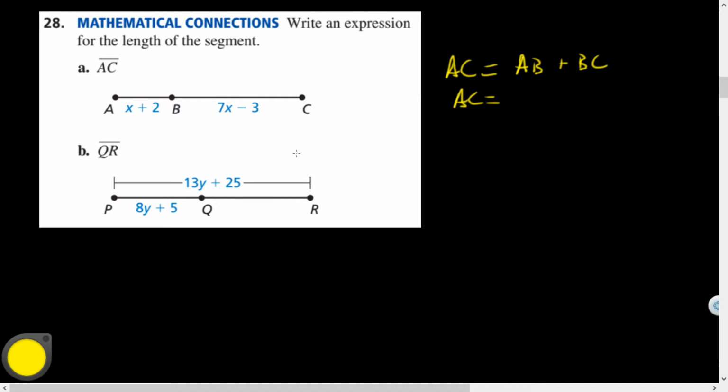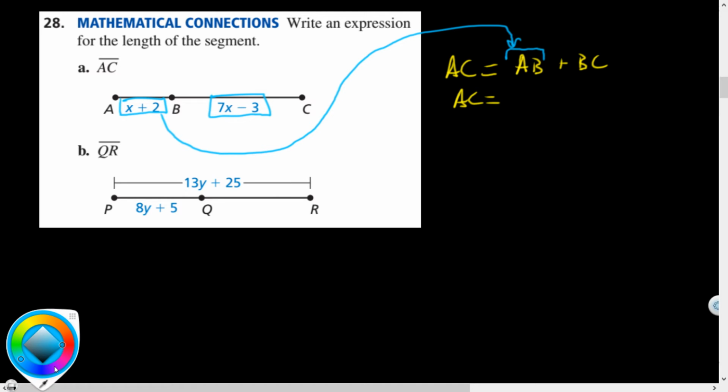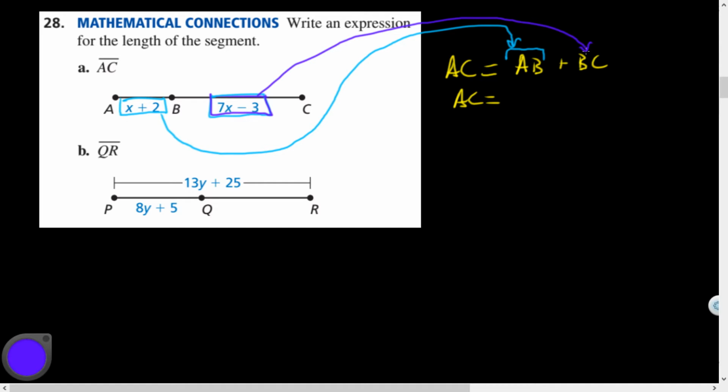AC is therefore equal to, might as well do a recall here, substitution property. If this is truly equal to AB, then I can substitute in right here. And if this is truly equal to BC, then I can substitute that in for BC. So once I substitute those values, I'll get x plus 2 plus 7x minus 3.